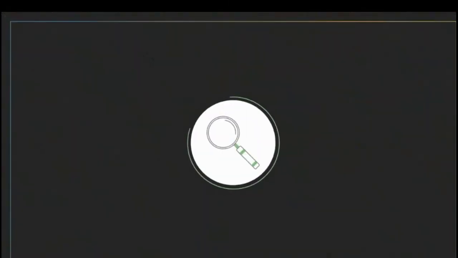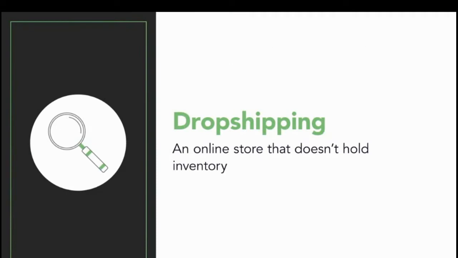The first model we're going to look into is dropshipping. Dropshipping is invisible to the consumer, so many people aren't familiar with this model. A dropshipper is someone who doesn't actually hold any inventory. They have an online store and they accept orders, but they don't do any fulfillment, which is shipping the products to the customers. Instead, they receive an order and then pass along that information to another company who sends the product directly to the customer.